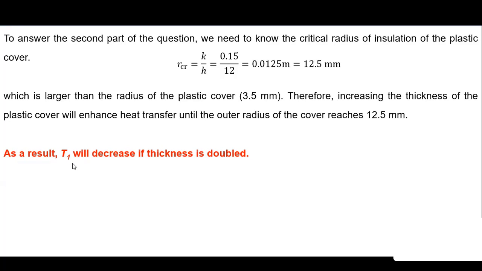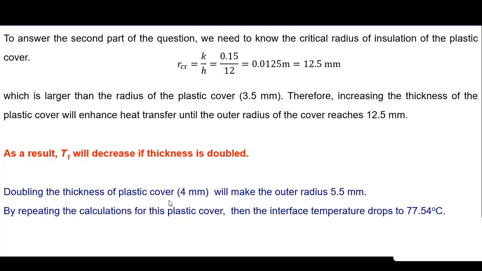As a result, the value of surface temperature will decrease if the thickness is doubled. We can recalculate. If the thickness of the plastic cover is doubled, taken as 4 mm, it will make the outer radius 5.5. So if you take the value of R2 equal to 5.5 and recalculate as in the previous slide, we can find the temperature through the calculation. The interface temperature is now 77.5, and this is because of the enhancement of heat transfer, and the enhancement of heat transfer is because the radius is less than the critical radius. So all these aspects we have already discussed.